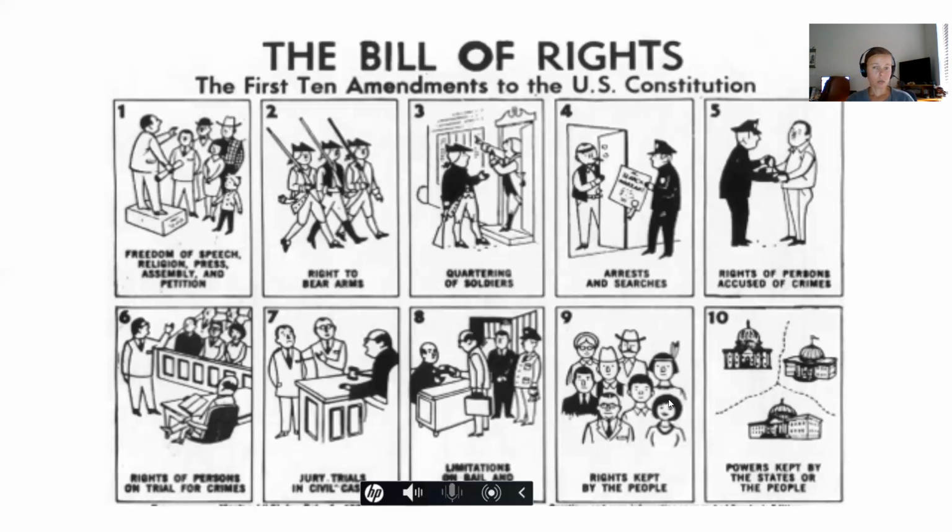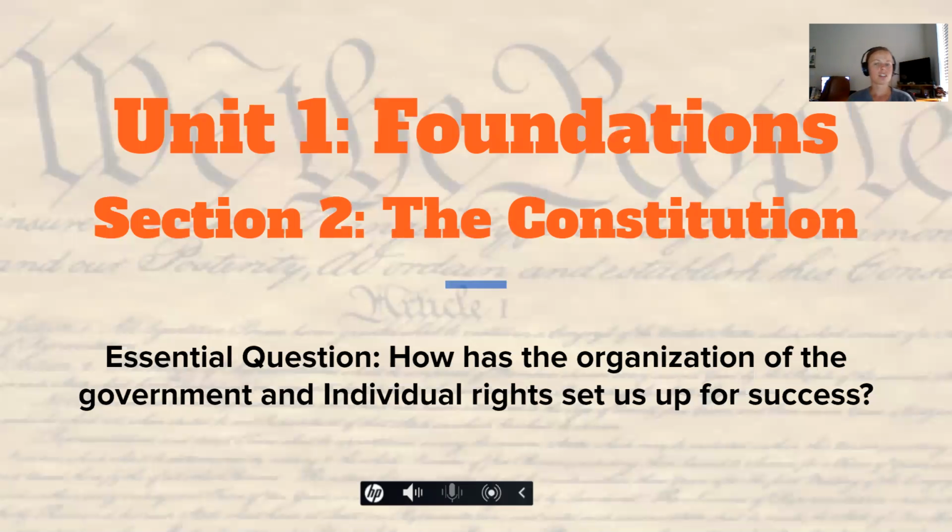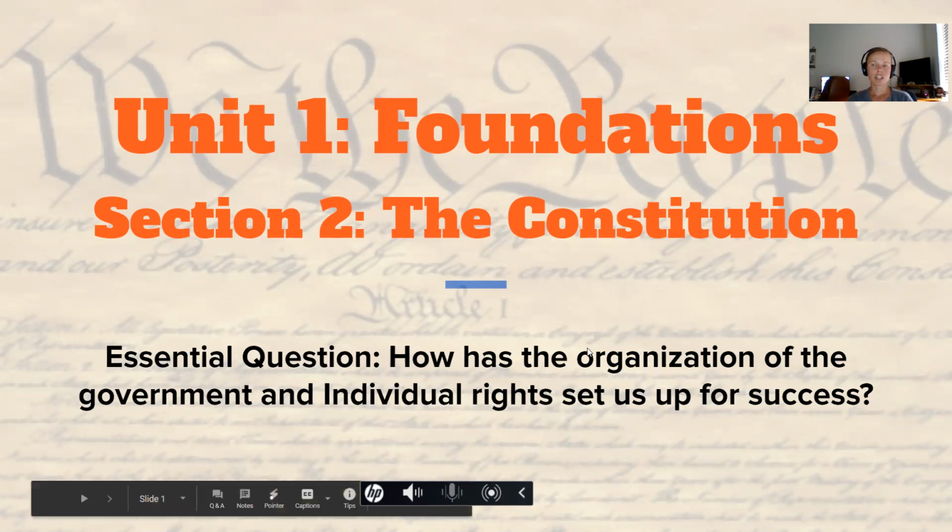All right. Now, we are going to talk so much more about these amendments throughout the course of this class, but hopefully that gives you a brief overview of them. Make sure you've written them in your notes, and don't forget to do your summary. The summary answers the essential question. Make sure you answer that at the bottom of your notes.